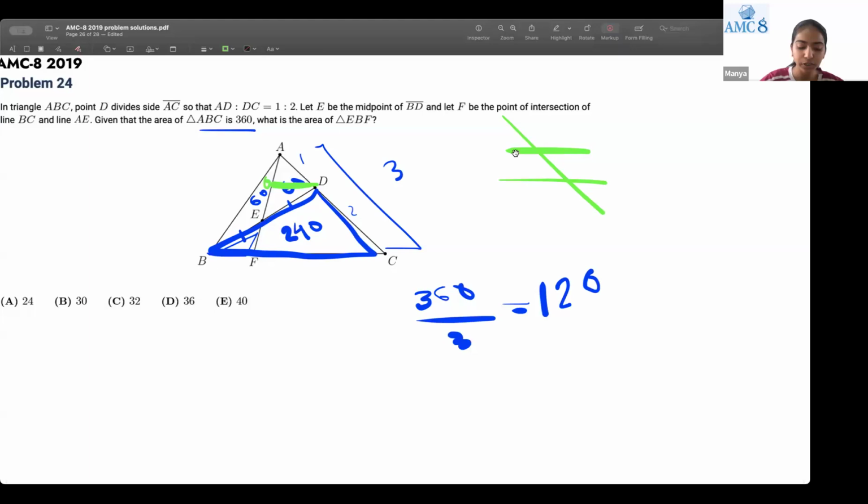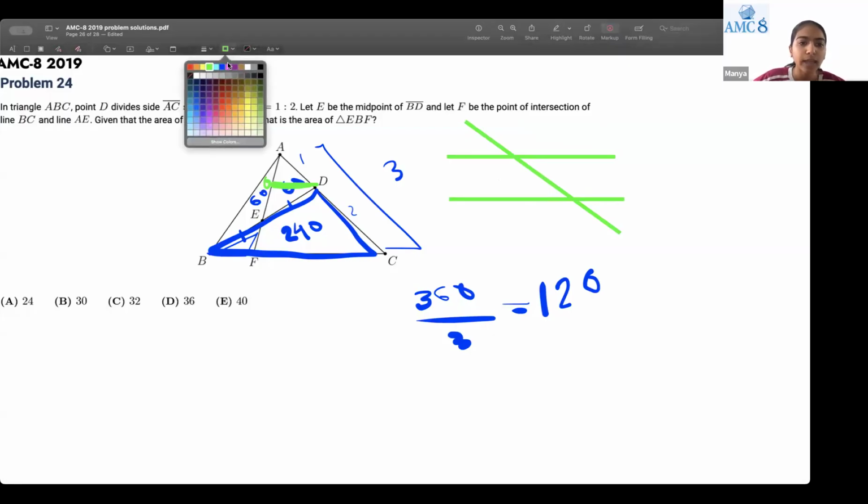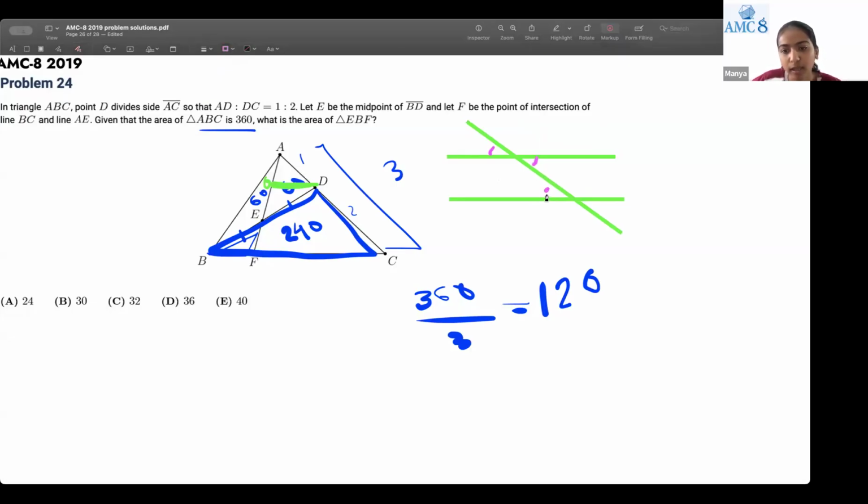So this is two parallel lines. Assume that these two are parallel lines, and then there's a transversal line that splits those two lines. So that means that this angle right here and this angle right here are vertical angles, meaning that they both have the same angle, and this angle and this one have the same angle.